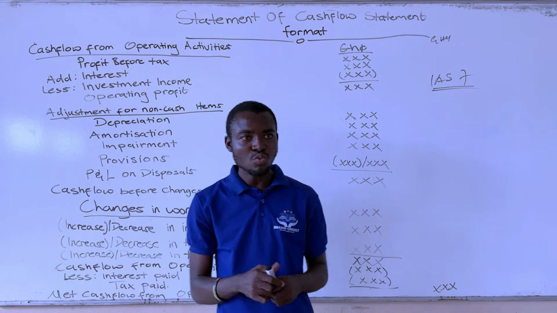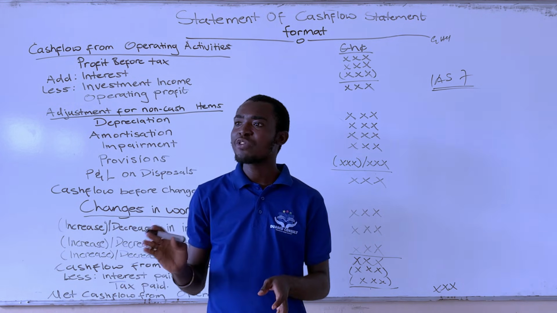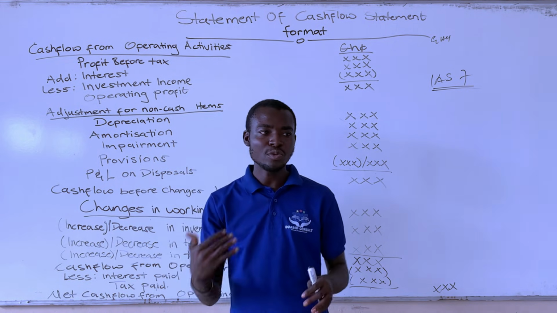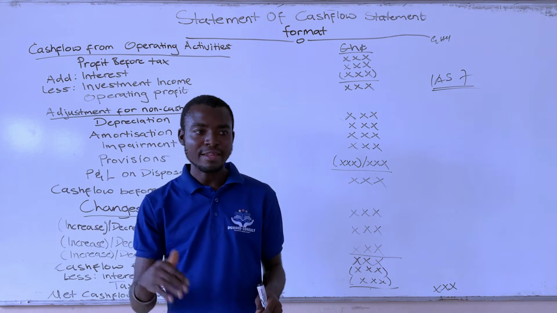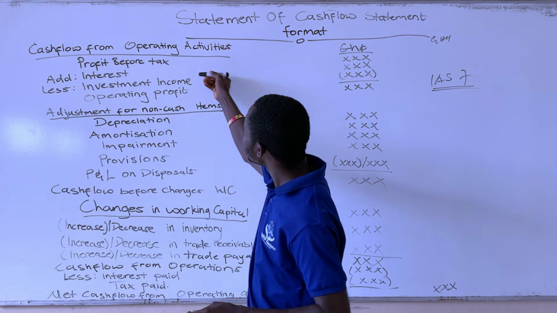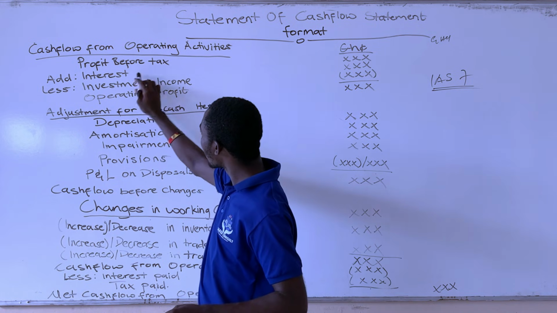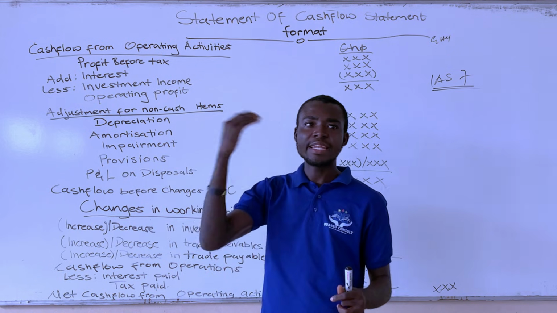And then sometimes, in some situations, the net profit before tax will not be given to you. So it is up to you to do certain procedures to get your net profit before tax. And then we'll look at that later. After getting your profit before tax, you have your interest, that's if the organization paid any interest.